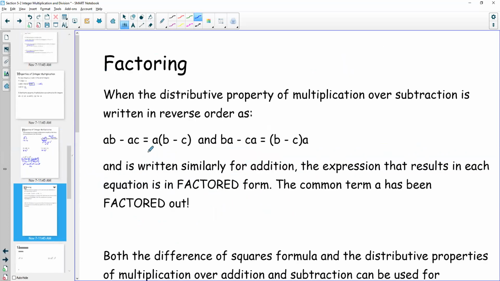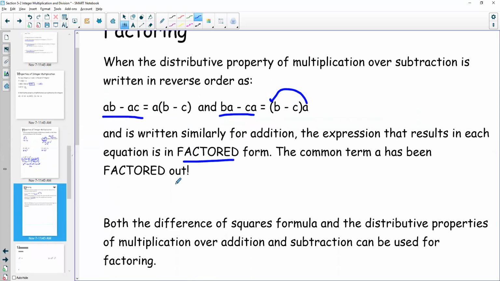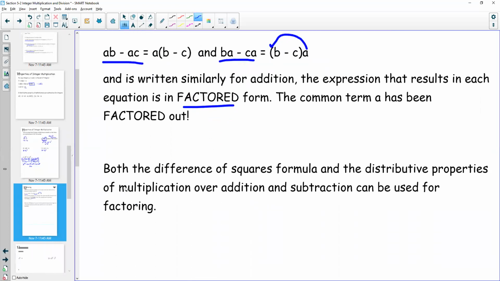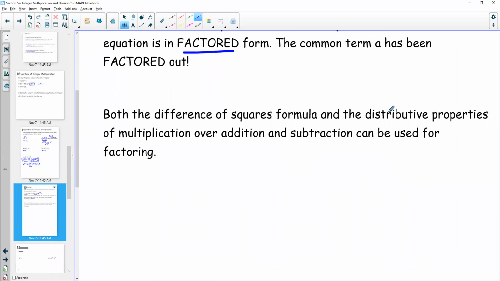We can also use the properties of integers to factor. It's just the opposite of distributing, right? So here I have AB minus AC. The common term is A, pull it to the front. Here, BA minus CA, common term is A. We would generally pull that to the front, but it can also go back here. Still multiplication. We can write addition or subtraction the same way. This is called factored form. A common term has been factored out. Difference of squares and the distributive properties are used for factoring.